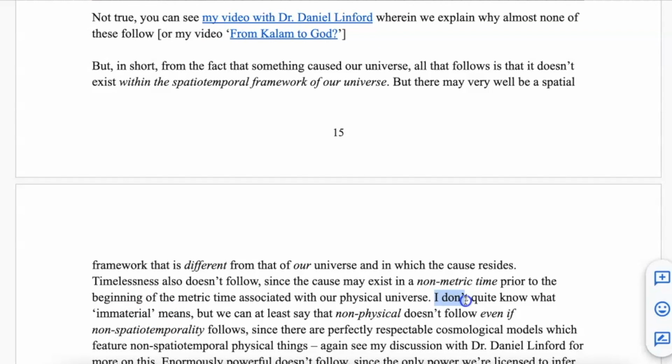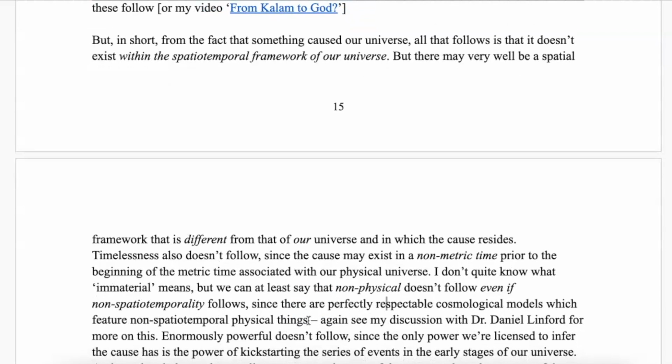As for immateriality, it's not exactly clear to me what immateriality means, precisely because it's not exactly clear to me what exactly it is to be material, but we can at least say that the cause being non-physical doesn't follow, even if the cause being non-spatiotemporal does follow. And again, I've already explained why being non-spatiotemporal doesn't follow. And the reason that non-physical doesn't follow, even if we grant non-spatiotemporality, is that there are perfectly respectable cosmological models which feature non-spatiotemporal physical things.